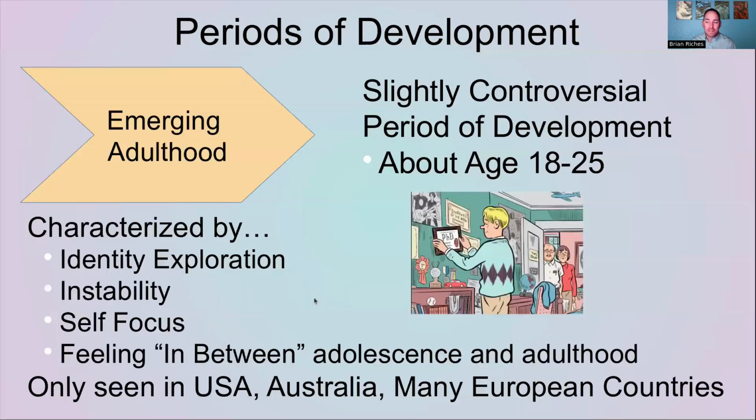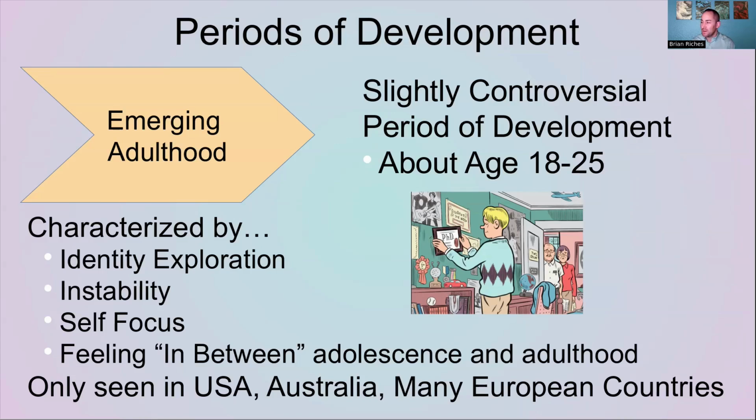There are other periods that are possible to discuss. One is emerging adulthood. This would fit in somewhere between about 18 to 25. This is a time of life that's really characterized by identity exploration, feeling still a little unstable, still being pretty focused on the self, and feeling in between. Like you're not quite an adult, but you're not an adolescent. A lot of you in this class might be in that time of life, within those ages.